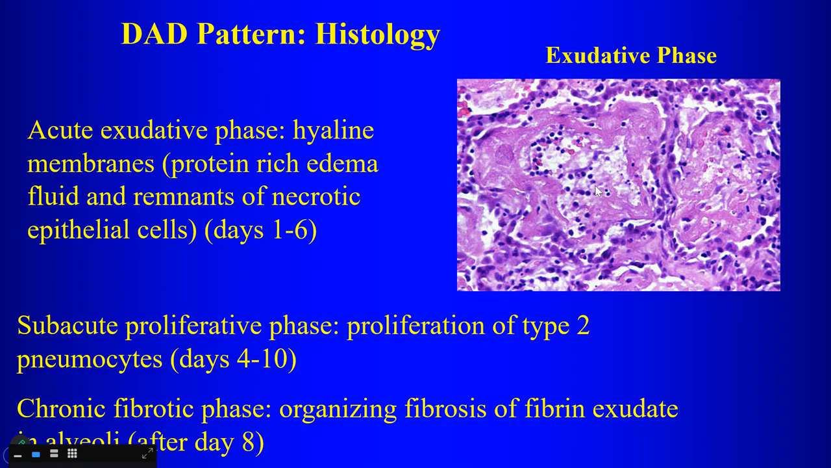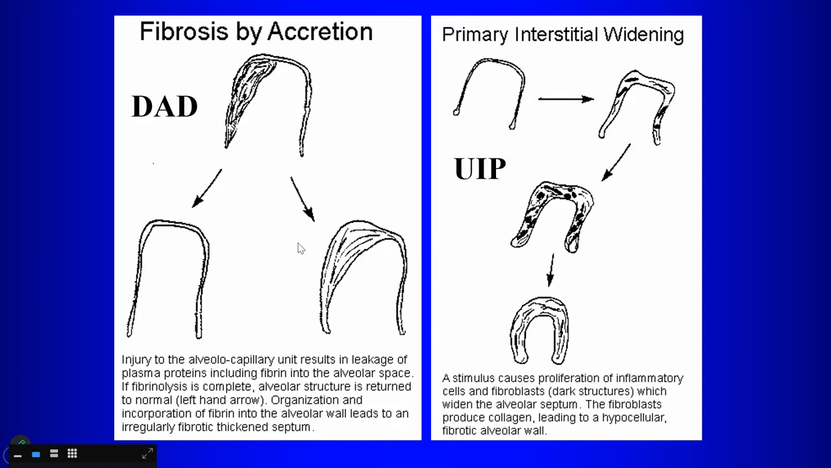What happens here is that all of the material that has spilled out into the alveolar air spaces becomes incorporated by fibrosis into the alveolar walls. So the mechanism of fibrosis that we see with ARDS is different from what we see with usual interstitial pneumonitis or idiopathic pulmonary fibrosis. There the fibrosis occurs in the interstitium, whereas here the material that has spilled out into the air spaces becomes incorporated into the alveolar walls. That's called fibrosis by accretion.